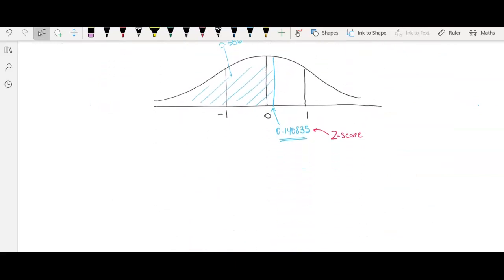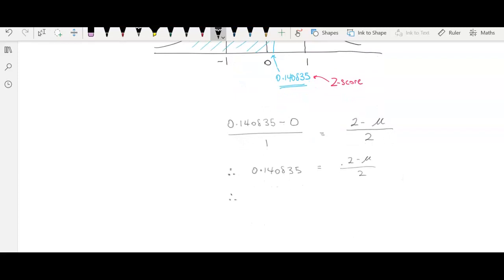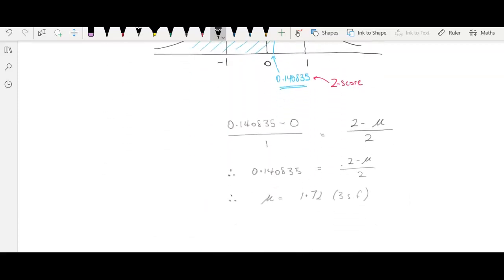Okay, so what we'll do is we'll say, well, this point 0.140835, we're going to go through the same calculations, but you'll see it's very much simpler. I'm going to say 0.140835 equals 0 minus my mean here of 0, over my standard deviation of 1. Okay, that's equal to, what did I have? 2 minus my unknown mu over 2. So this is all nice because I've just got 0.140835 equals 2 minus mu over 2. So I now multiply through by 2 and solve for mu from there. A couple more steps, but we're going to get back to 1.72 to 3 significant figures. And so same result, but just done more simply.